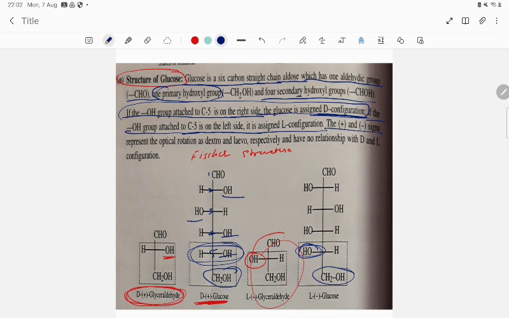The plus and minus signs represent the optical rotation as dextro and levo rotatory and have no relationship with D and L. So here you see on the first position, second position, where is the OH group? On the right side, so it is positive. If the OH group is on the left side, it is negative. So this is the configuration, student.